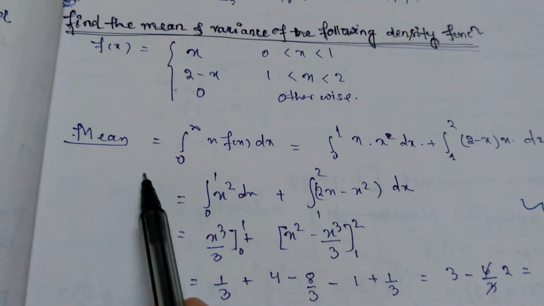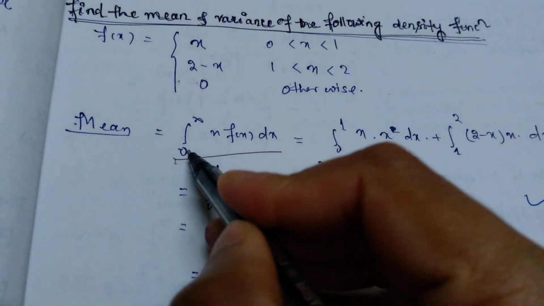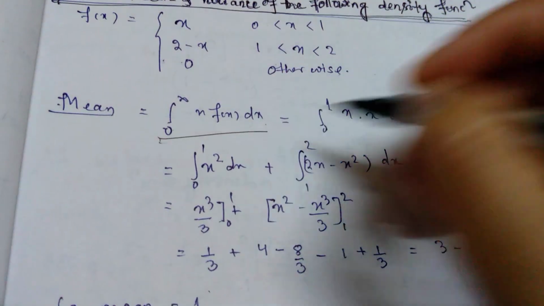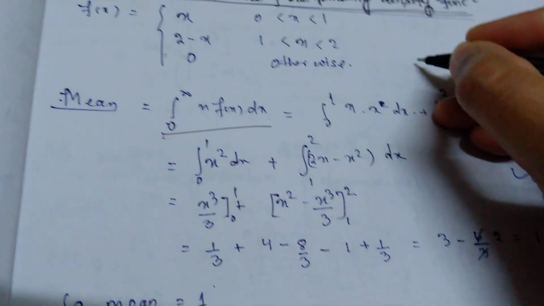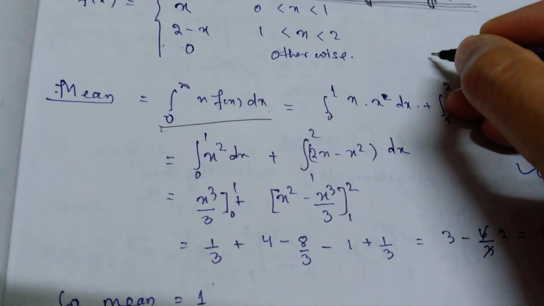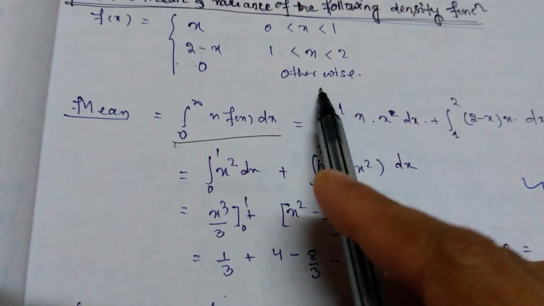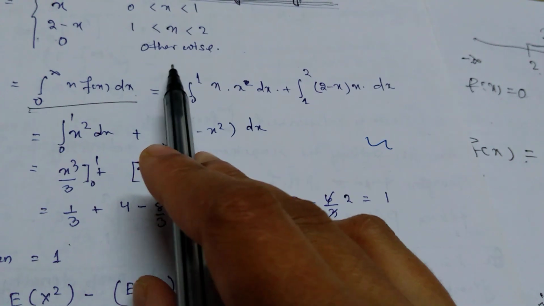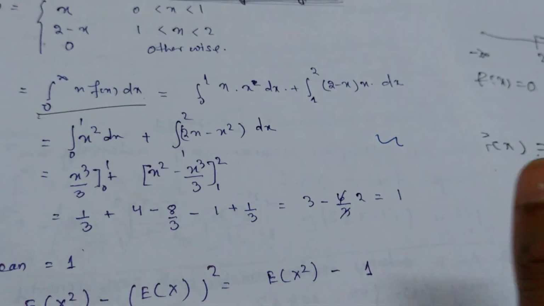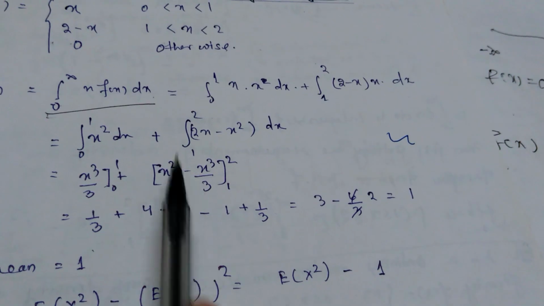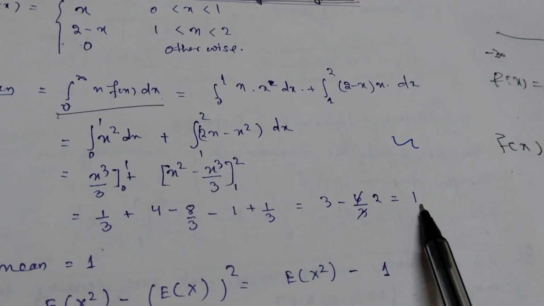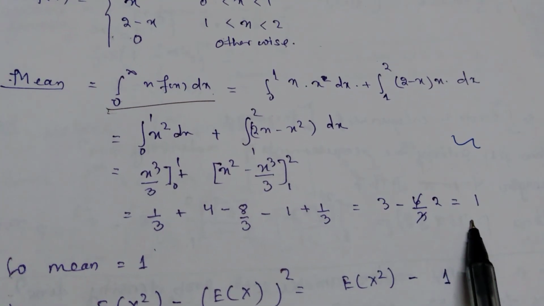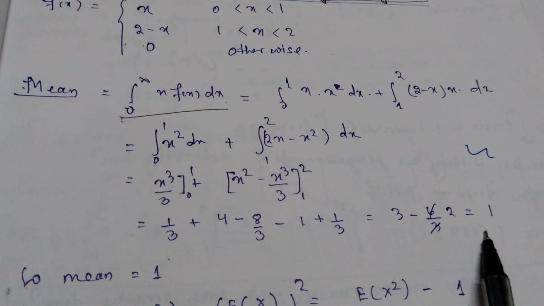For the mean, the formula is given by the integration from 0 to infinity of x f of x dx, because it is 0 for minus infinity to 0, so we will consider only the positive part, 0 to infinity. Now let us break this as 0 to 1, 1 to 2, and all other values are 0, and evaluate in this way, and check whether the mean value is 1. This is your process to calculate the mean. Just do the total integration.